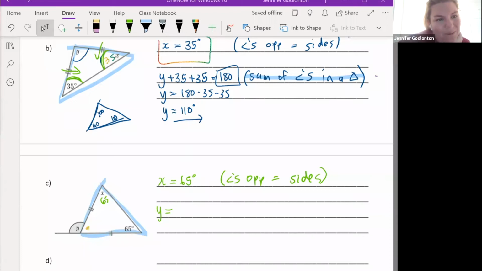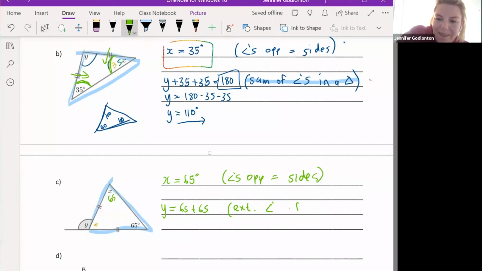Kira, do you think you can help me with Y? Yes, ma'am, I can. Y equals 65 plus 65. Good. What's my reason? Exterior angle. And then Y equals 130. Perfect. Exterior angle of a triangle. Nice job. Then Y equals 130. Great, 130. Nice job, Kira. Thank you. Okay, let's quickly talk about that.